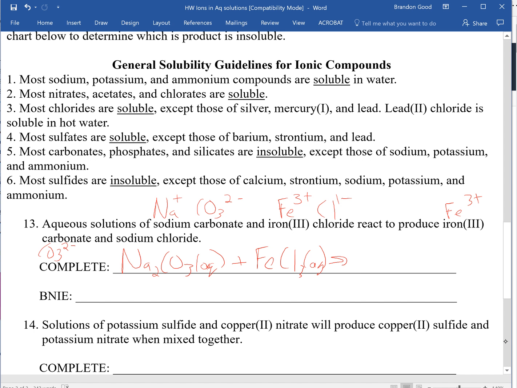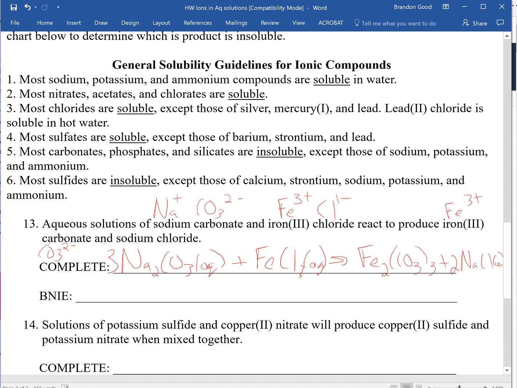So what we're going to need is we're going to actually need 2 irons, and we're going to need 3 carbonates. Okay, that'll cancel the charges out. And then our last one, sodium chloride. Sodium's a +1, chlorine's a -1, and that's aq as well. Okay, then we need to balance it, put a 2 in front of there because we have 2 irons. Let's treat the carbonate, the CO3, as 1 ion. So we're going to need to put a 3 in front of that.